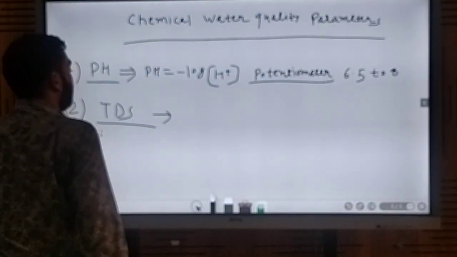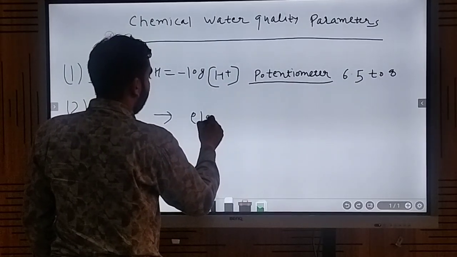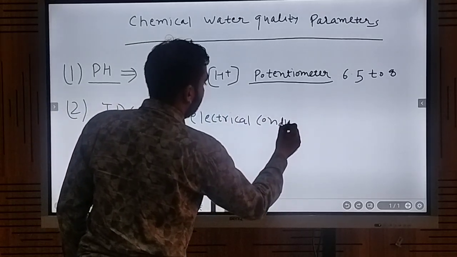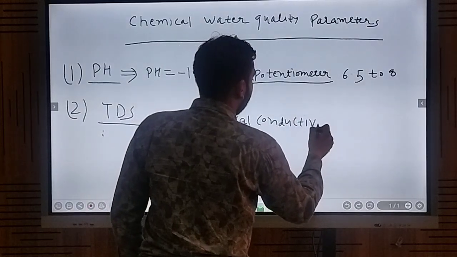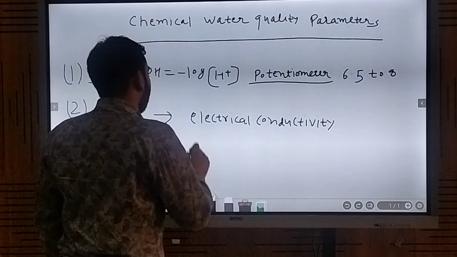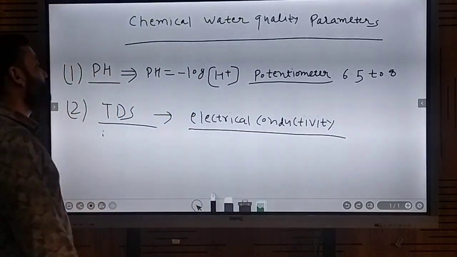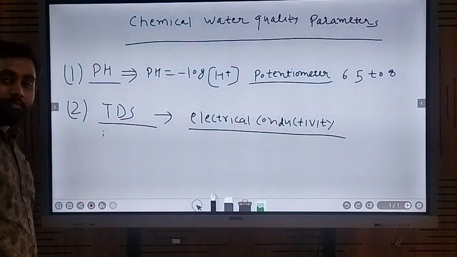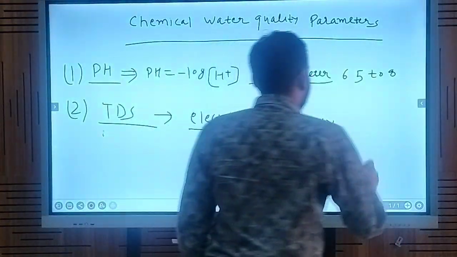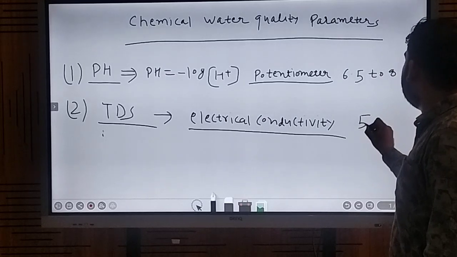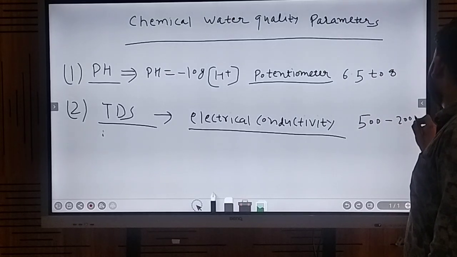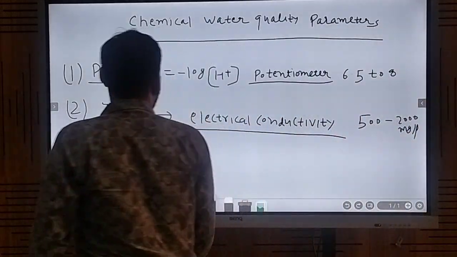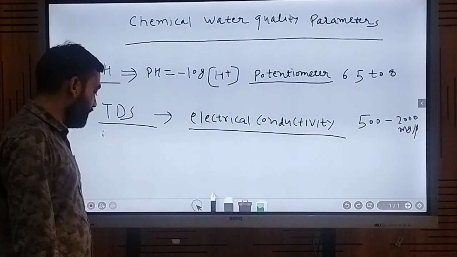TDS is measured by the electrical conductivity method. The full form of TDS is total dissolved solids. Because these are dissolved in nature, they come under chemical water quality parameters. The permissible limit of TDS is 500 to 2000 milligram per liter. So we have discussed the second water quality parameter, which is TDS.